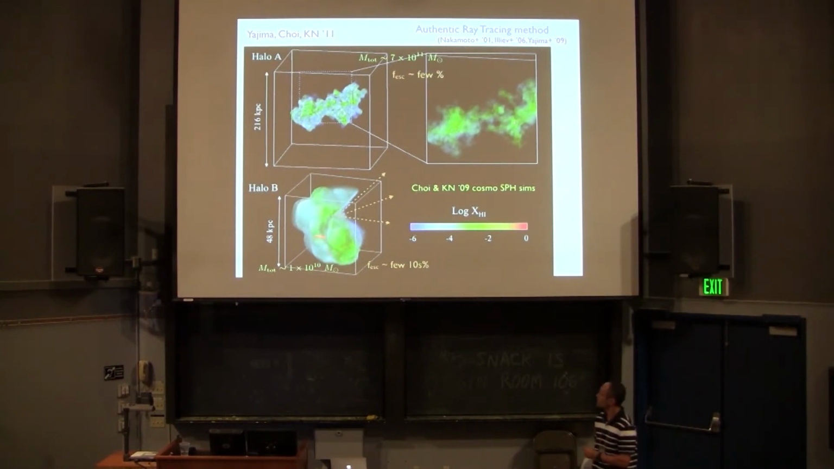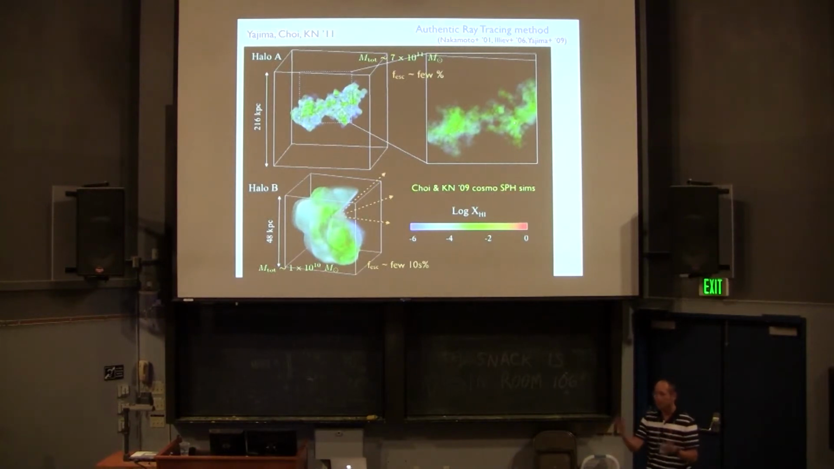Whereas if you look at low mass halos like this one, getting down to 10 to the 10 solar masses at redshift 3, often the star forming region is offset slightly from the center part. Therefore, the ionizing photon finds its own way to escape in a preferential direction in a conical fashion like this, and the escape fraction can be as high as a few tens of percent.